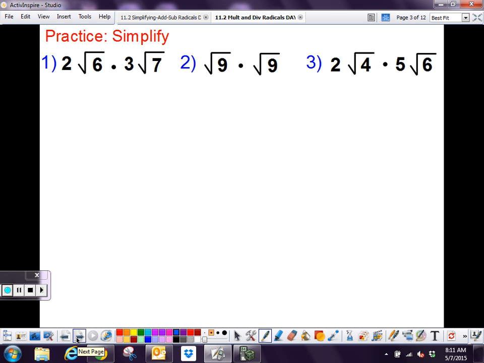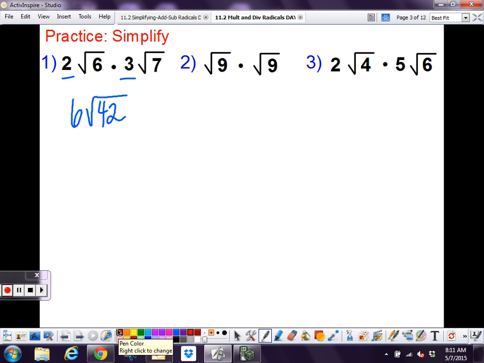All right, here's some practice problems. I'll just go ahead and do these with y'all. So I have 2 times 3 is 6. So that's outside times outside. Now I do inside times inside. 6 times 7 is going to be 42.